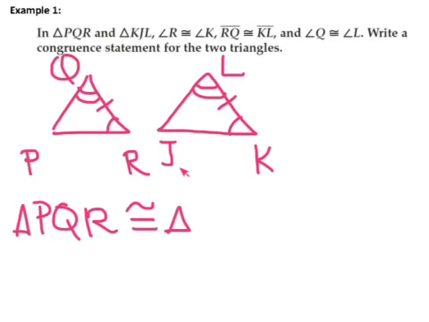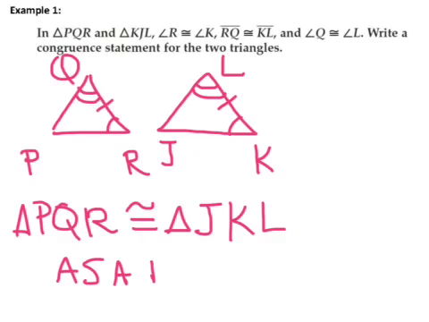P corresponds to J. We'll mention J first. Then we have angle R. Let's name K next. Then we have Q. Let's name L next, since it's in that correct corresponding order. And why are these two triangles congruent to each other? By the angle-side-angle postulate.